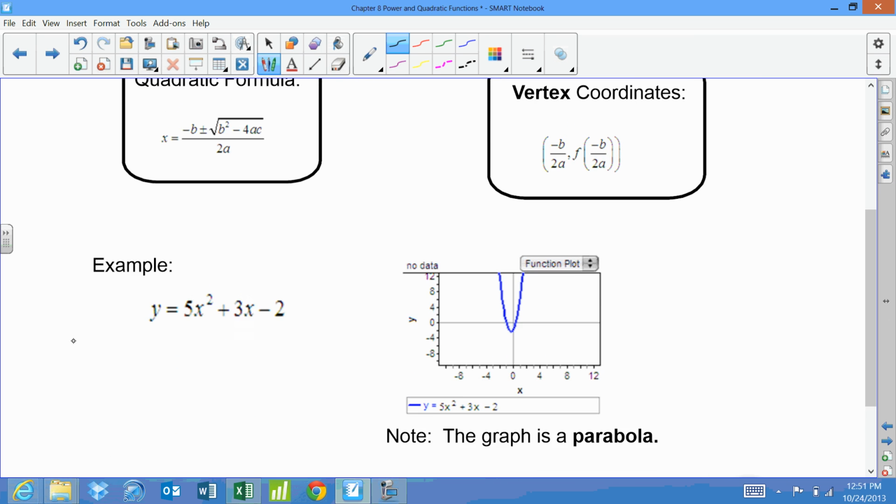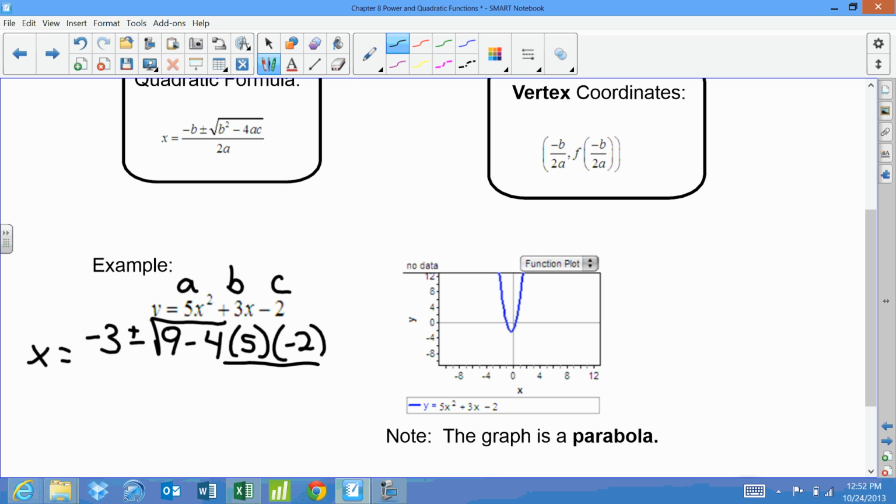So this one we're going to have x equals, and remember we're going to break our equation up as a, b, c. Okay, a is 5, b is 3, c is negative 2, because remember that negative goes with us. So we've got the opposite of b, which is the opposite of 3, plus or minus the square root of b squared, which would be 3 times 3 or 9, minus 4 times our a, which is 5, times our c, which is negative 2. We're going to divide that all by 2 times our a value of 5. Okay, so we're going to start out like that.